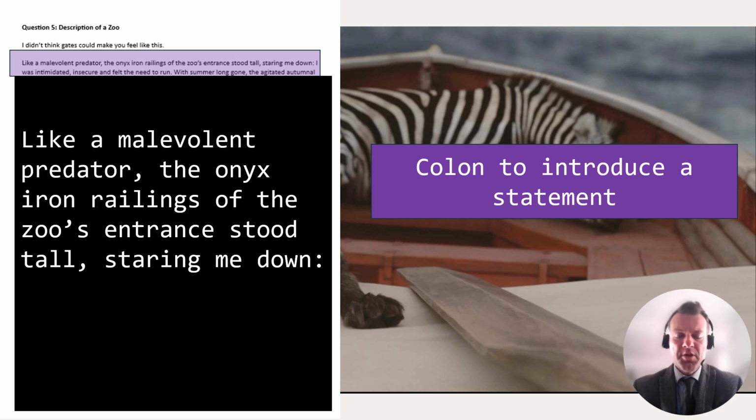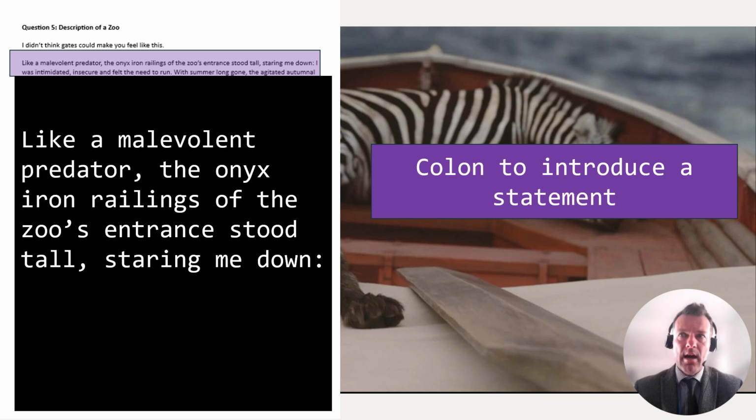And when you're using a colon to introduce a statement, I always see it as almost putting that statement into neon lights, promoting it, almost making your most emphatic points or your most wonderful piece of vocabulary after the colon when introducing a statement.